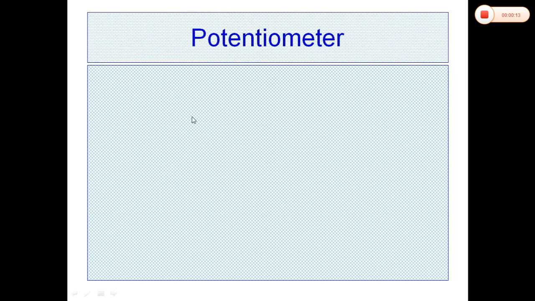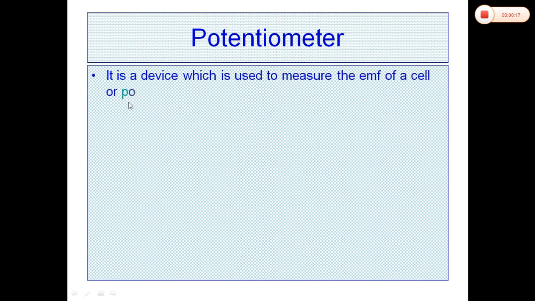हेलो स्टूडेंट्स। आज हम करंट इलेक्ट्रिसिटी के एक बहुत ही इम्पोर्टेंट डिवाइस जिसका नाम है पोटेंशियोमीटर, उसके बारे में डिस्कस करेंगे। Students, a potentiometer is a device which measures EMF of a cell or potential difference accurately.